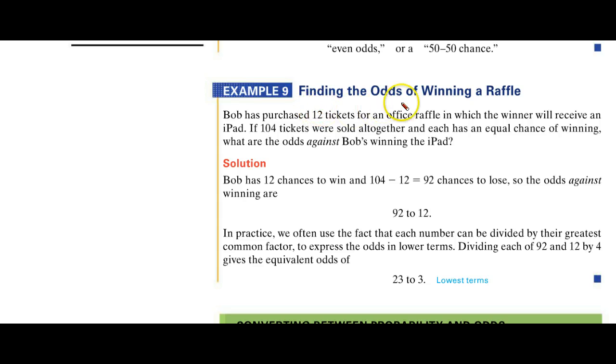So in example 9, the odds of winning a raffle, well, he purchased 12 tickets, and there were this many tickets sold. So again, this is a sample space. We're not looking for probability, we're looking for odds. So we subtract the 12 from the 104 and get 92. Now, the chance for losing would be 92 to 12, but the chance for winning would be 12 to 92, where again, the sum of these make up your sample space. And usually they don't leave it in these big numbers. They try to take out anything, both are divisible by 4. So here they're asking the odds against his winning. That's why they give the 92 first.